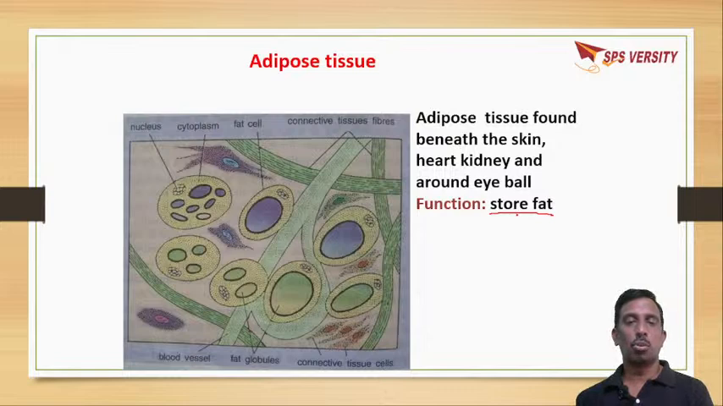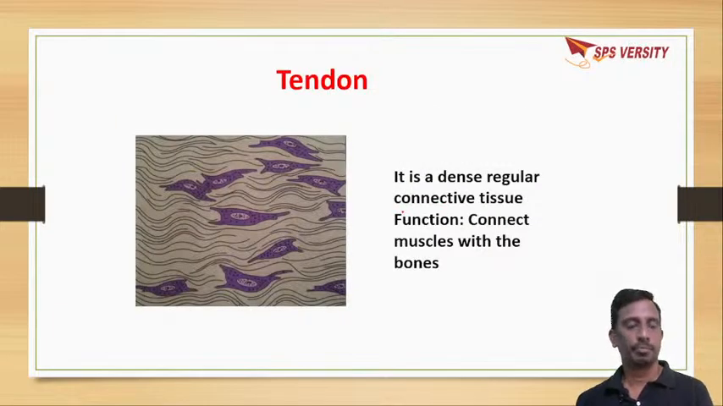So which will act like a shock absorber and protect organs like the heart, kidney, and eyeballs. This is adipose tissue, where fat is stored in fat globules. Adipose tissue is one type of connective tissue. And the next is tendon. It is a dense regular connective tissue which connects muscles with bones.